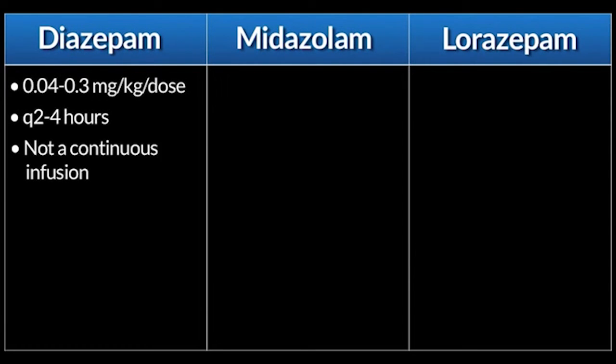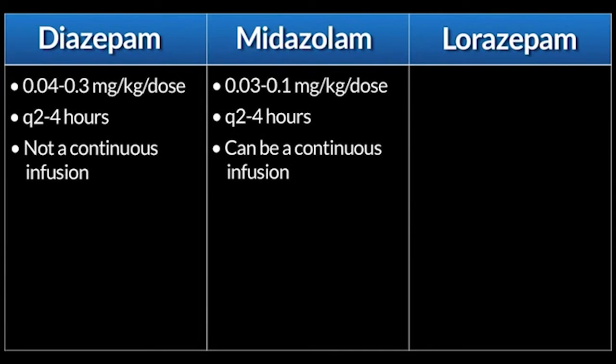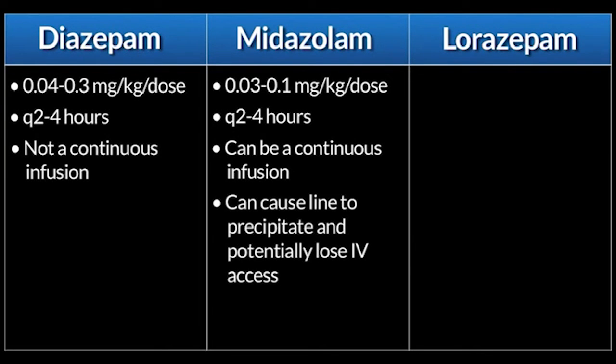Diazepam would not be given as a continuous infusion. Midazolam can be used at 0.03 milligrams per kilo per dose, upwards of 0.1 milligram per dose, given every 2 to 4 hours. Midazolam can also be used as a continuous infusion, but always be careful when using midazolam in conjunction with other medications because it can cause the line to precipitate and you potentially could lose your IV access.